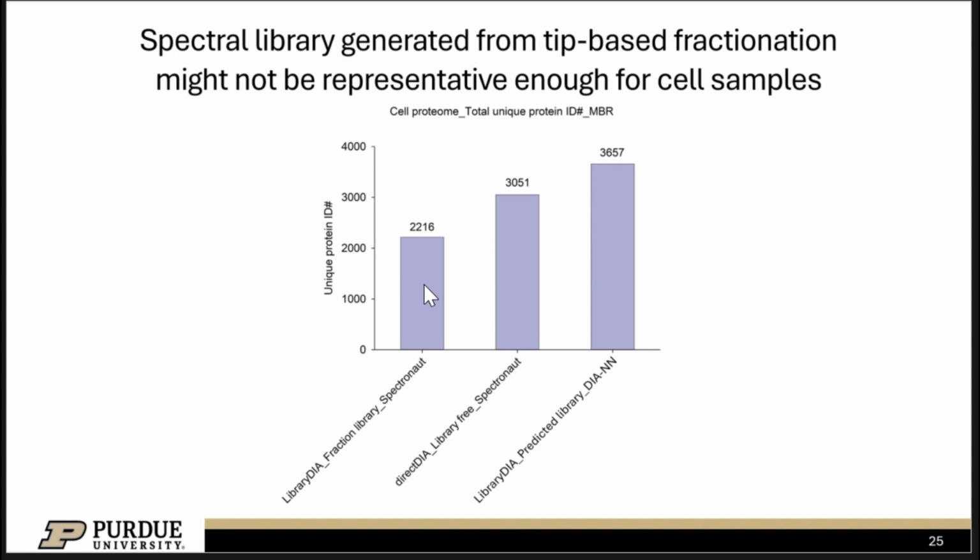There's one thing I want to mention: we found out that for the cell samples, if we use this multiplexing DIA workflow, it provides fewer IDs compared to using the predicted library. So we think that the tip-based fractionation here does not provide enough resolution to provide a better spectrum library for the cell samples. So for the cell samples, in terms of the multiplexing DIA, you need to do deeper fractionations or use the predictive library, which provides better identification compared to our tip-based fractionation.